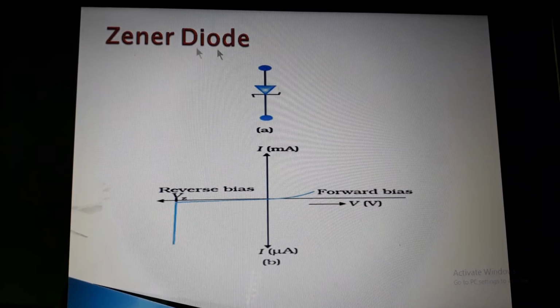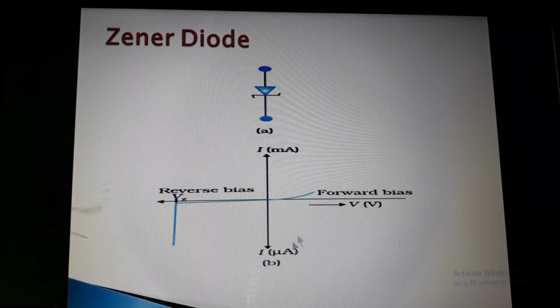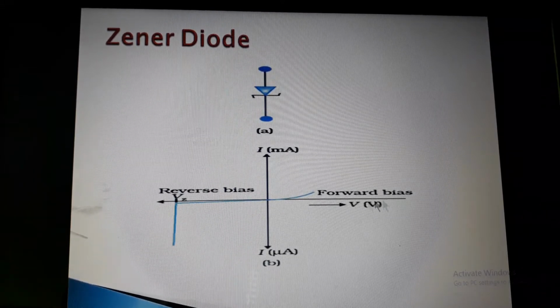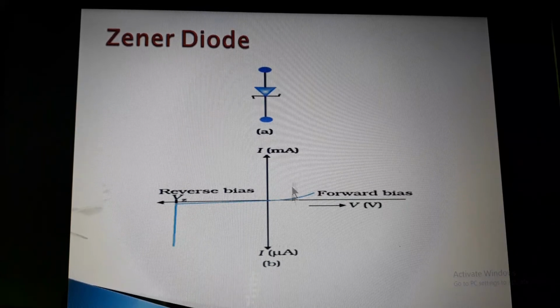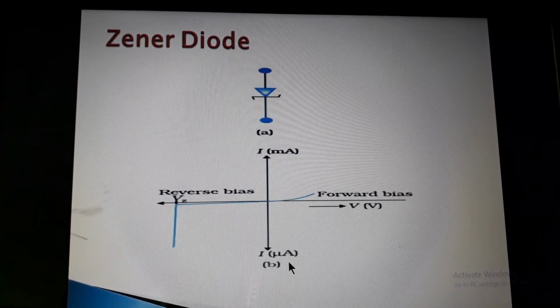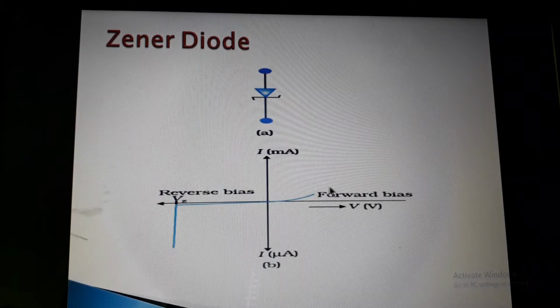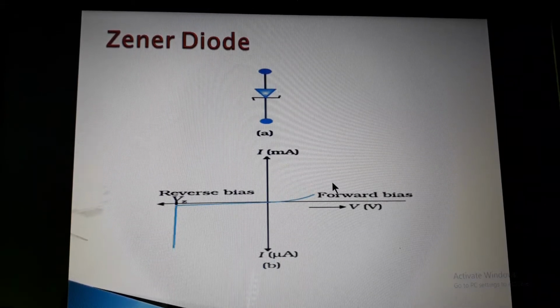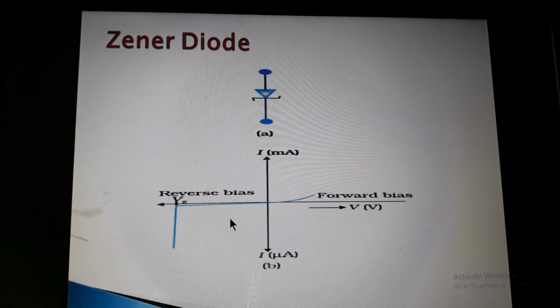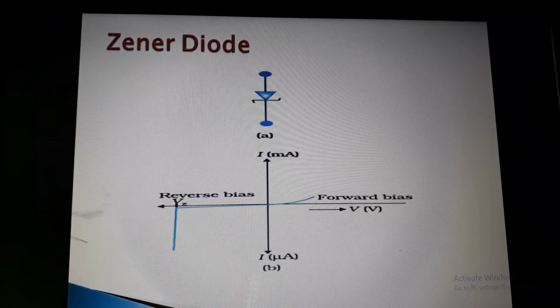Now what happens in the Zener diode? Look at this graph: voltage V on the x axis, and current I on the y axis, in milliamperes, and here in microamperes. This is the reverse bias condition, in the third quadrant, and the forward bias is in the first quadrant. You know that in the reverse bias condition the current flows due to minority charge carriers.